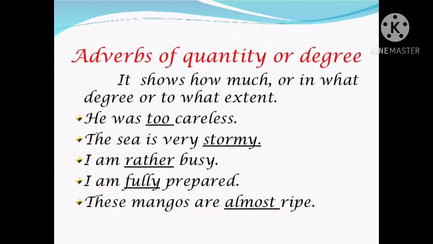At last, we have adverb of quantity or degree, you can say. Adverb of quantity or degree tells you the extent to which an action is taking place. If you look at these examples, see what is written in the first example. He was too careless. The sea is very stormy. I am rather busy. I am fully prepared. These mangoes are almost ripe. So all the examples shown here tells us about the degree of an action.